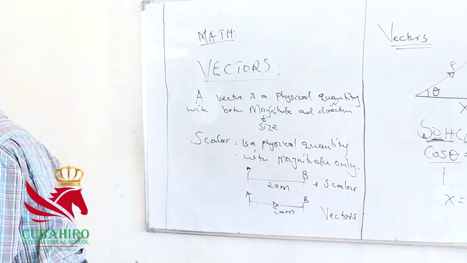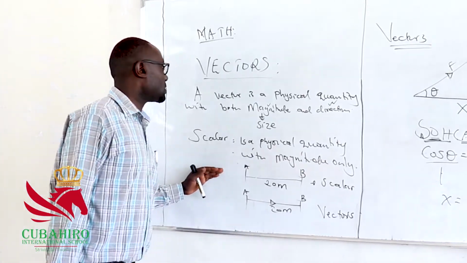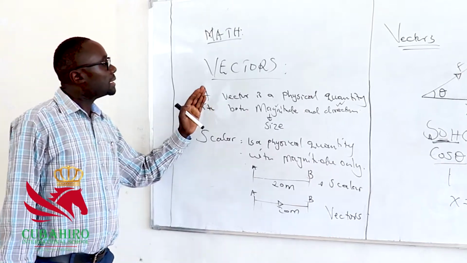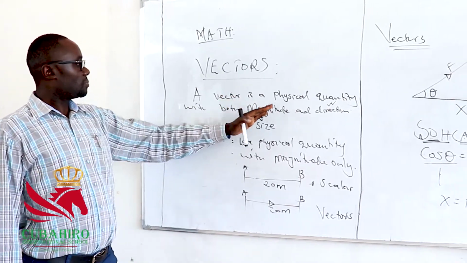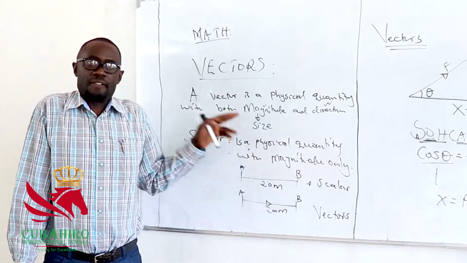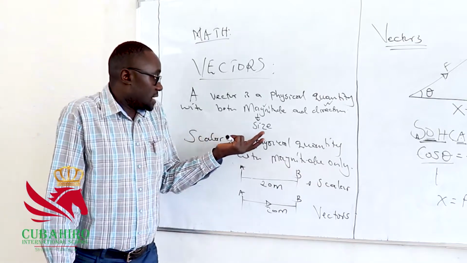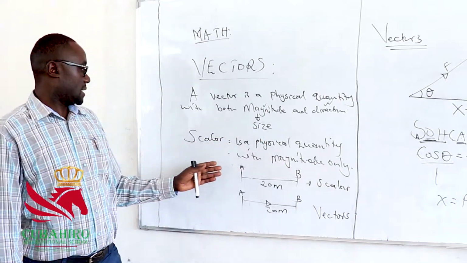Good. Take note of that. Very key, very important. So before I clear my board, a vector is a quantity with both magnitude and direction. Magnitude is basically the size. It can be in meters, it can be in centimeters. If it is a velocity, it can be meters per second, whatever that is.